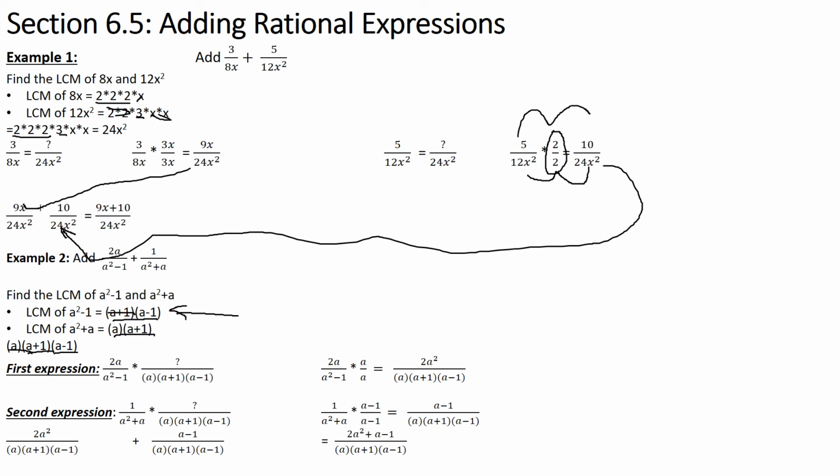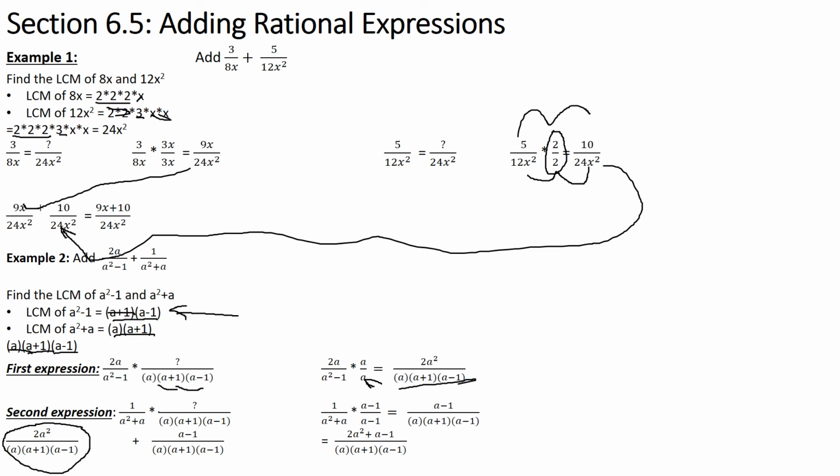So I need to go for the first component, 2a over a squared minus 1. It's got to equal, I've got to multiply times something to get a over a plus 1 times a minus 1. Well, the only thing I'm missing here, a squared minus 1, because that's a plus 1, a minus 1, is the a. To get there, I just need to multiply everything by a over a. Now I'll just leave it like that. 2a times a in the numerator is 2a squared. So there's my first part, 2a squared over a times a plus 1 times a minus 1.